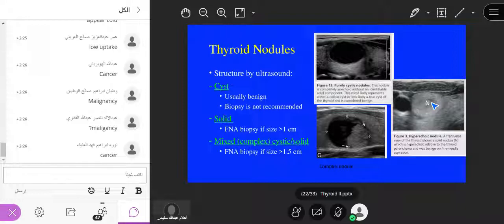Or there is a nodule that is mixed. They have a solid component and they have a cystic component. So they are called mixed or complex cystic solid nodules. If it's more than a centimeter or 1.5 centimeters, we biopsy. But if we are going to biopsy a complex nodule, we usually aim for the solid part, not the cystic part, because this one can be the cancer and the cystic part is usually blood and fluid.